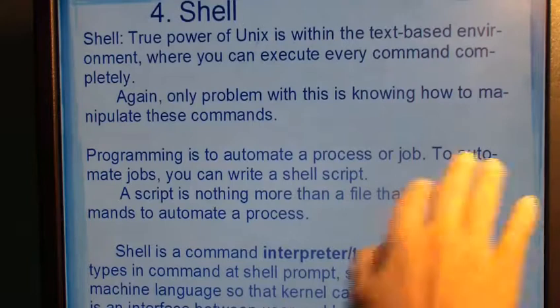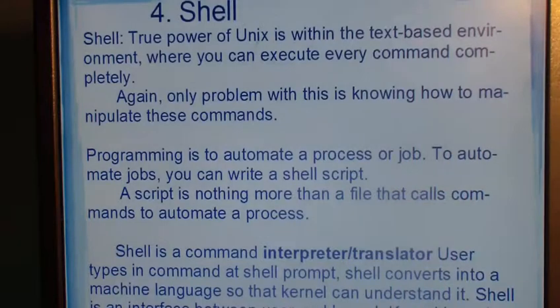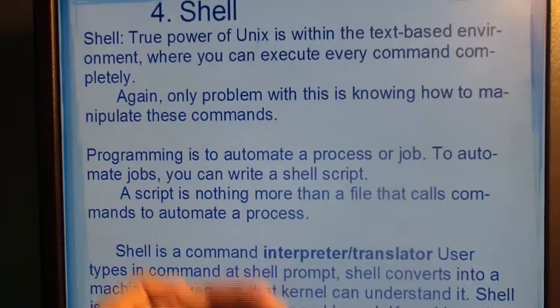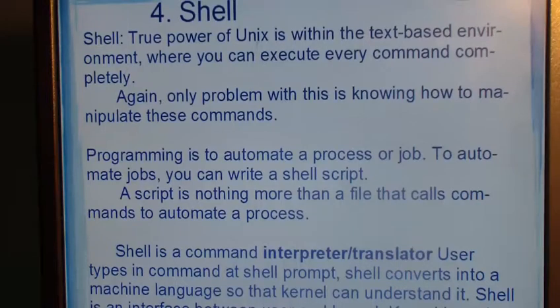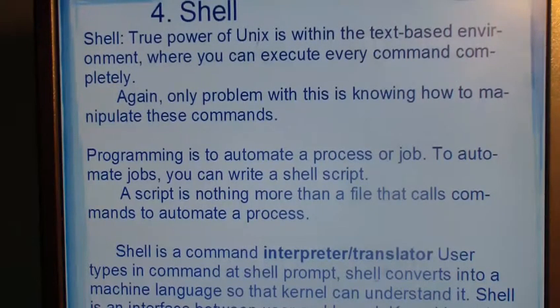And then when the kernel sends it to the CPU, or when they send the results, this shell again converts it in such a way that the user, like me and you, can understand that. So basically, shell is the converter, or we can say interpreter or translator. Here, shell converts into machine language so that the kernel can understand it.